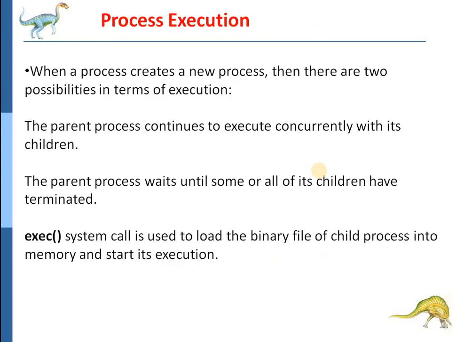There are two possibilities of process execution: first, the parent process continues to execute concurrently with its children, and second, the parent process waits until some or all of its children have terminated. The exec system call is used after the fork system call. It is used to load the binary file of the child process into memory and start its execution.